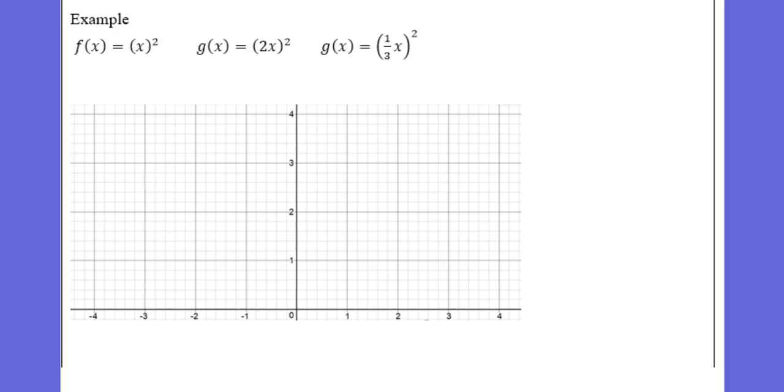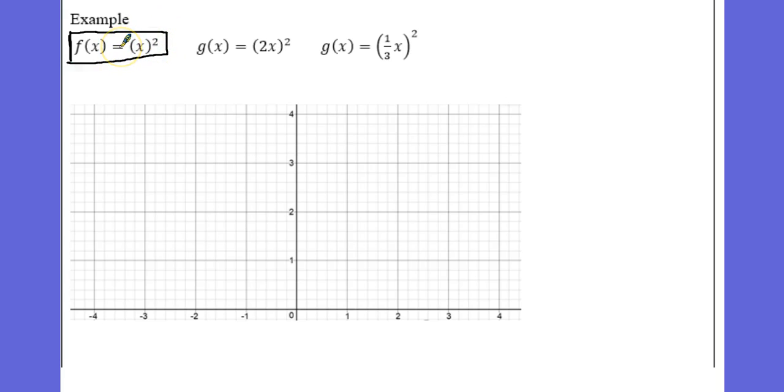Okay, so here I have just an example of the quadratic parent function with two terms that are the coefficients of our x squared. So let's start off by graphing the parent function of the quadratic, f of x equals x squared.